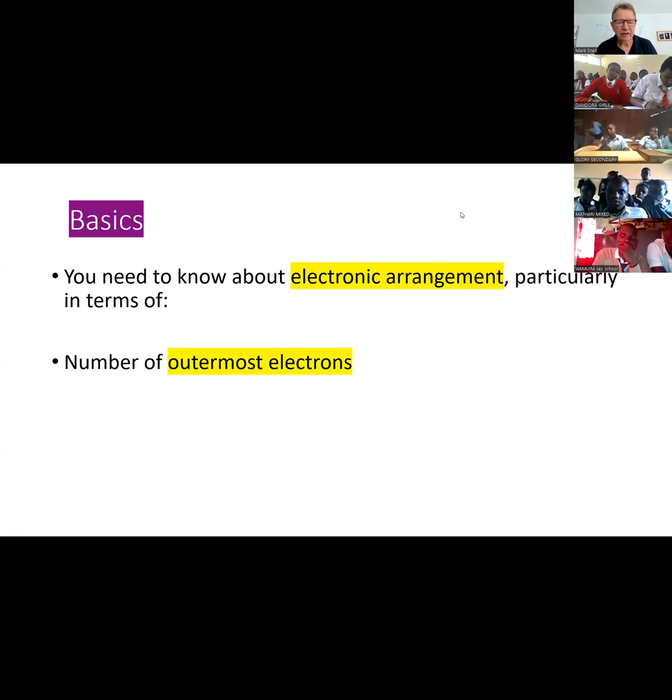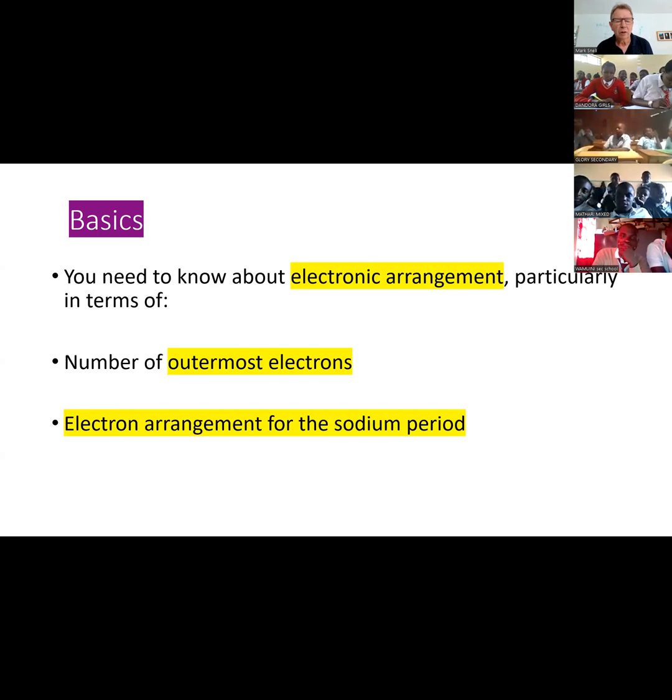The first thing you need to know about is the electronic arrangement for each element up to around element 40. Sorry, element 20, mass of 40. I'll show you that in just a minute. You need to know the outermost electrons. You have to be able to work it out, and you have to be able to work out the electron arrangement for the whole of the sodium period. That's the row which has sodium at the start. So you need to be able to work out electronic arrangement.